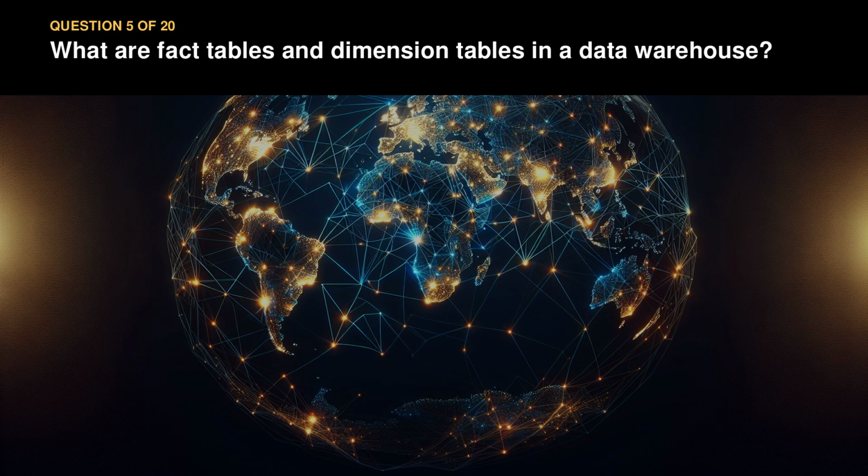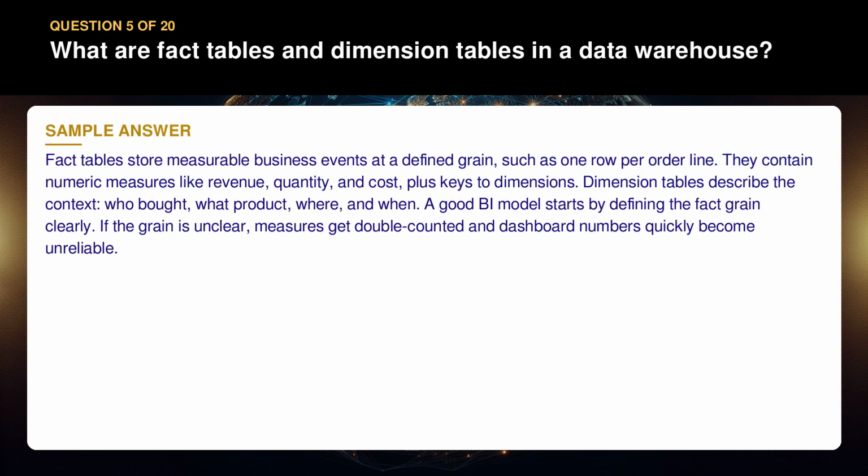Question 5. What are fact tables and dimension tables in a data warehouse? Fact tables store measurable business events at a defined grain, such as one row per order line. They contain numeric measures like revenue, quantity, and cost, plus keys to dimensions. Dimension tables describe the context: who bought, what product, where, and when. A good BI model starts by defining the fact grain clearly. If the grain is unclear, measures get double counted, and dashboard numbers quickly become unreliable.